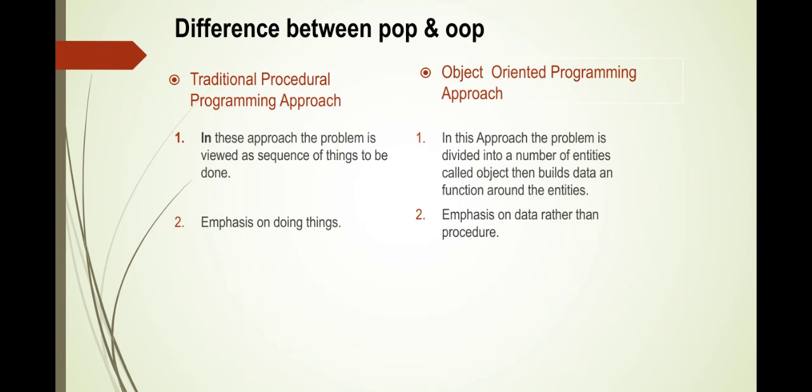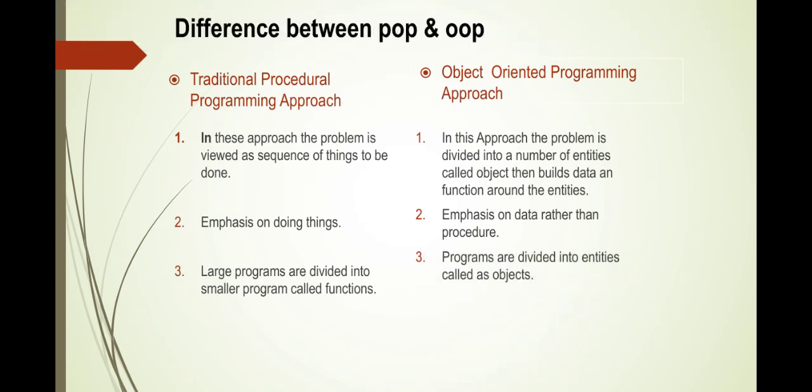And the third point is that in procedural programming, large programs are divided into smaller programs, which are nothing but the functions of that program. In object oriented programming the programs are divided into small entities, and those small entities are nothing but the objects of the class.